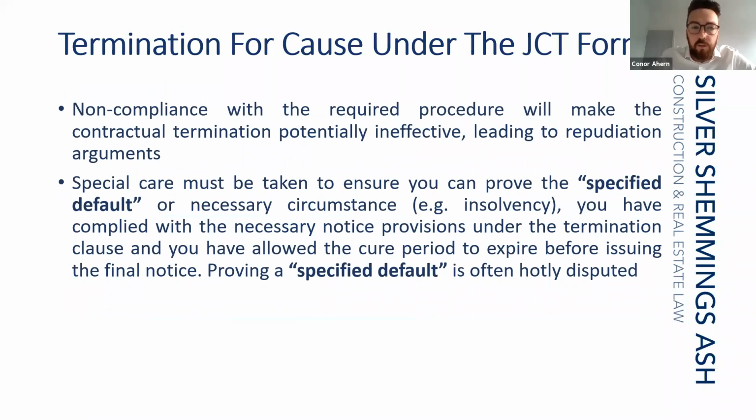Termination for cause under JCT. Non-compliance with the required procedure will make the contractual termination potentially ineffective, which will lead to repudiation arguments. Special care must be taken to ensure you can prove the specified default or necessary circumstances. For example, insolvency: you have complied with the necessary notice provisions under the termination clause, and you've allowed for the cure period to expire before issuing the final notice. Proving a specified default is often hotly disputed.